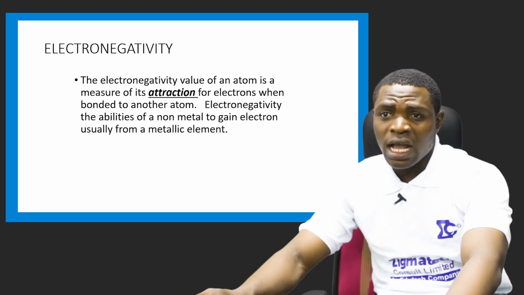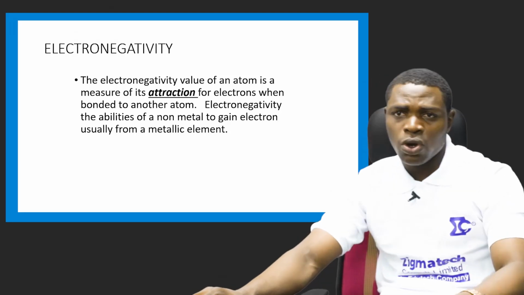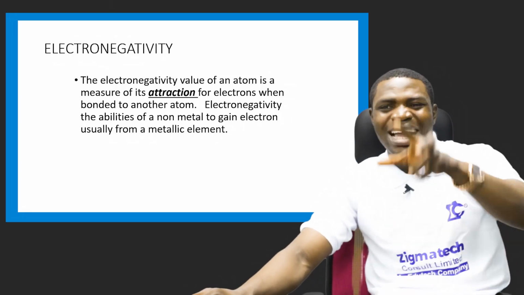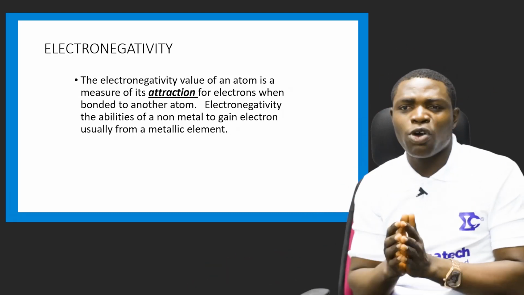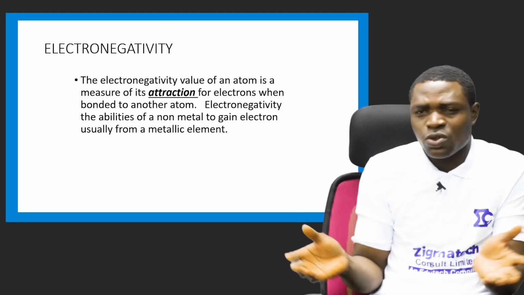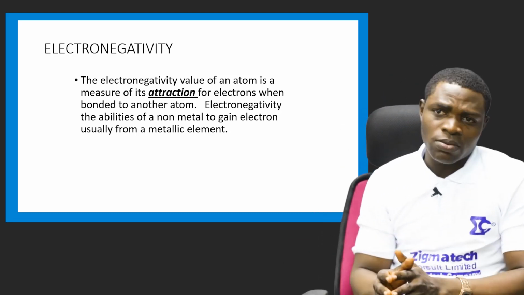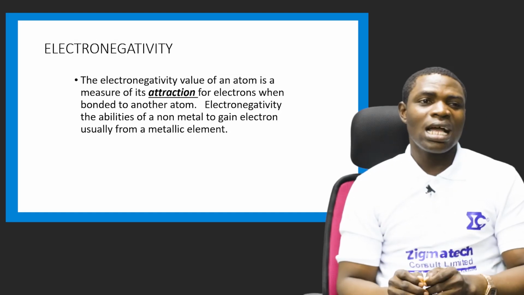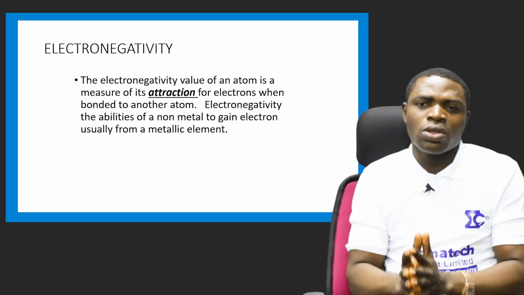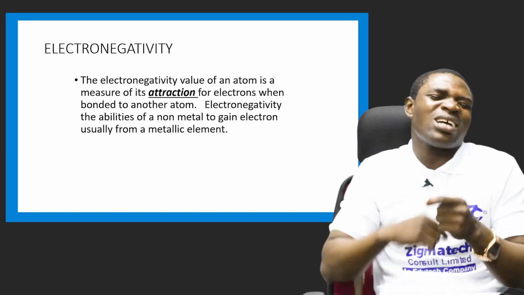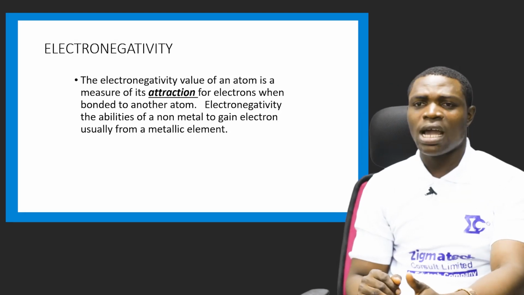So let's go and trace the trend from the period and to the group. Electronegativity is the ability of a non-metal to gain electrons, usually from a metallic element like sodium, potassium, calcium, or lithium. These are metallic elements that chemically combine with non-metals in order to transfer electrons. Sometimes they can share.